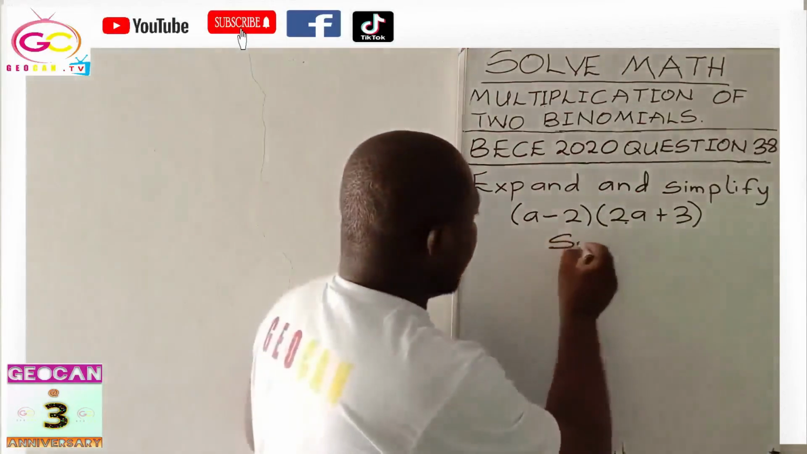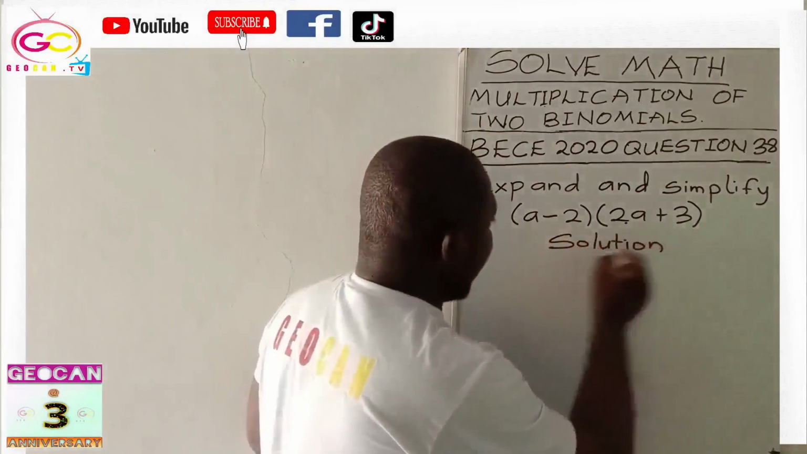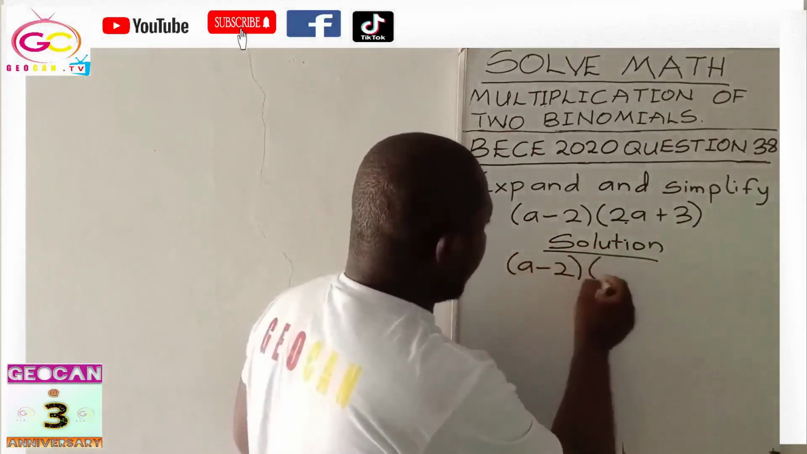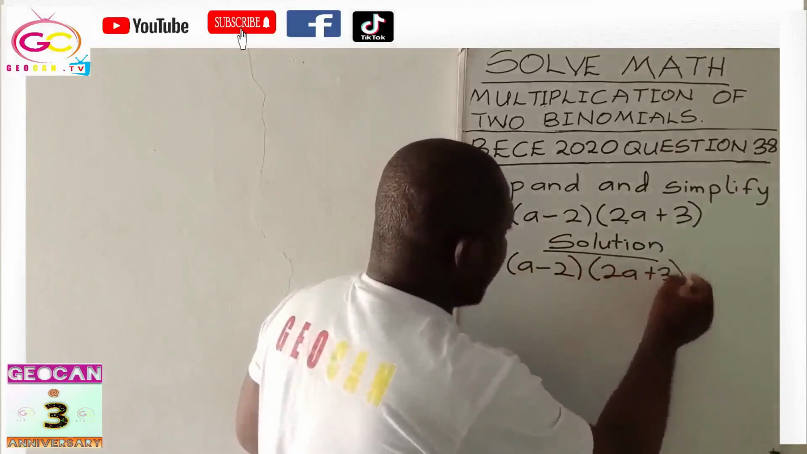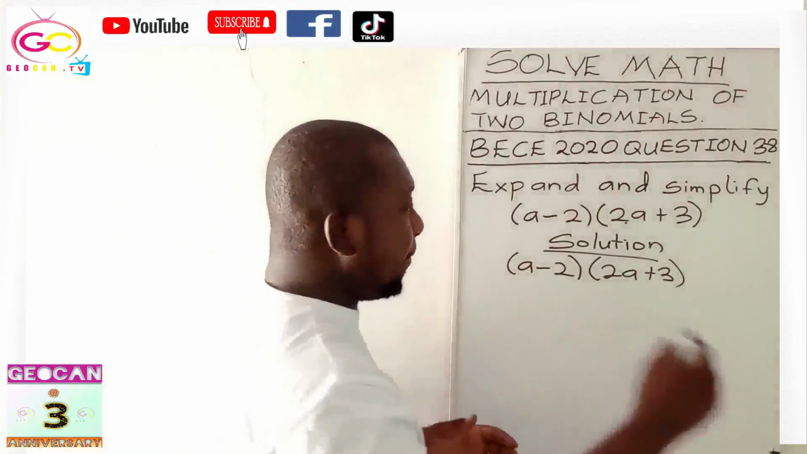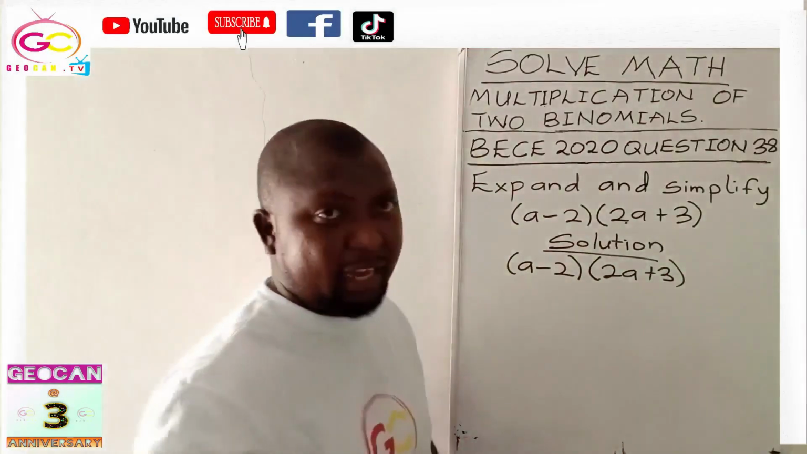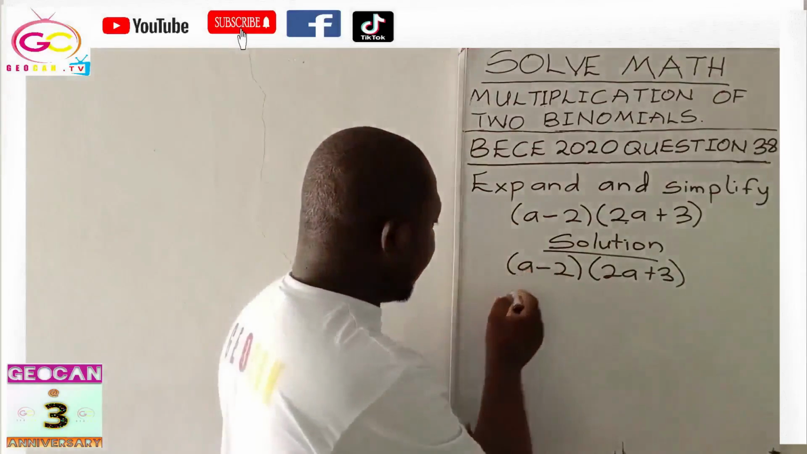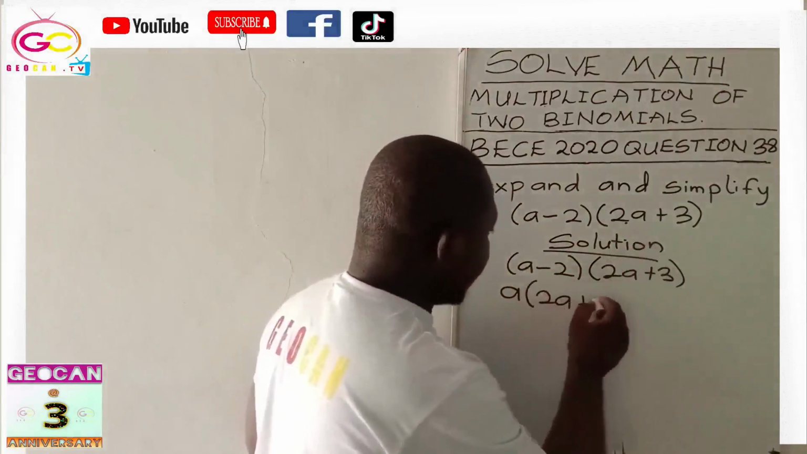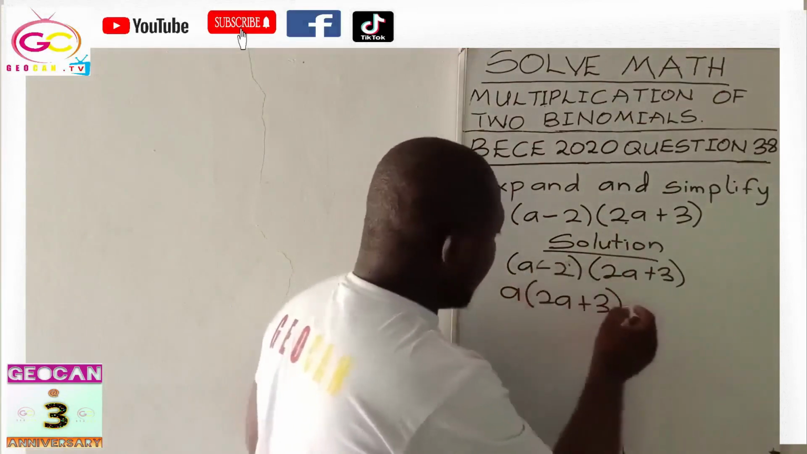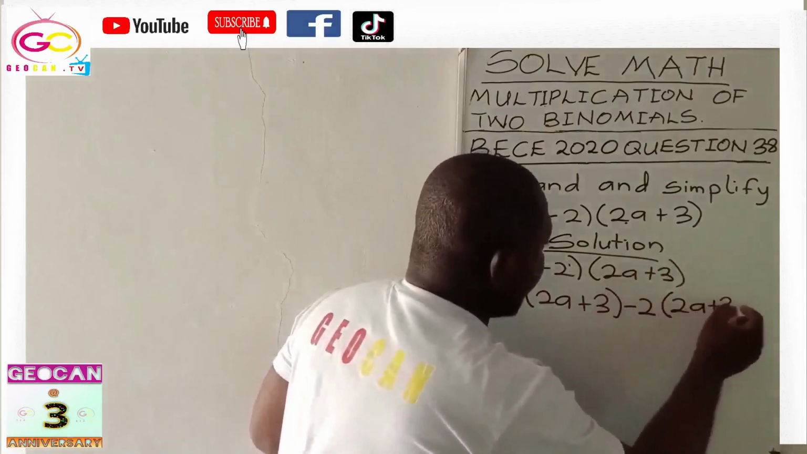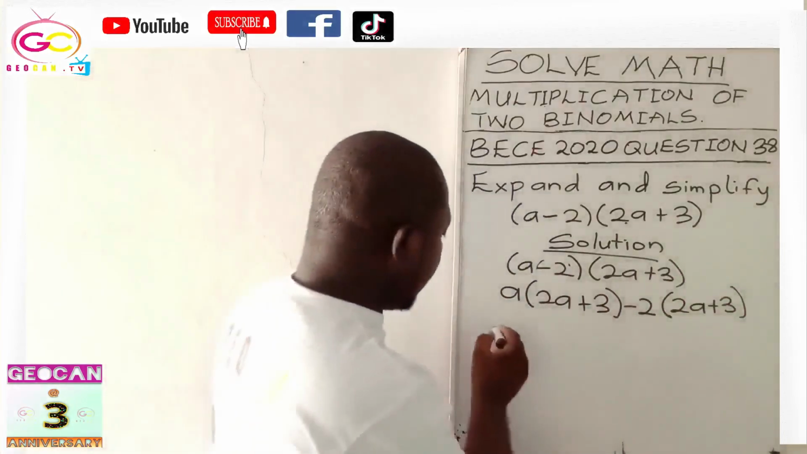So let's have our solution nicely placed in order to have a neat and presentable work. Let's have the question again: (a - 2)(2a + 3). And what's the rule? Each term in one bracket should be multiplied by the other terms in the other bracket. So a is one term, so a should multiply everything here: a(2a + 3). Then negative 2 should also multiply everything here: -2(2a + 3). I hope you are following. Let's continue and break it down.